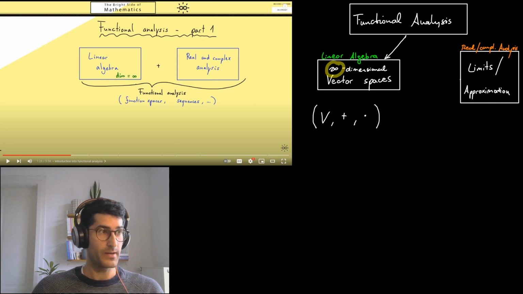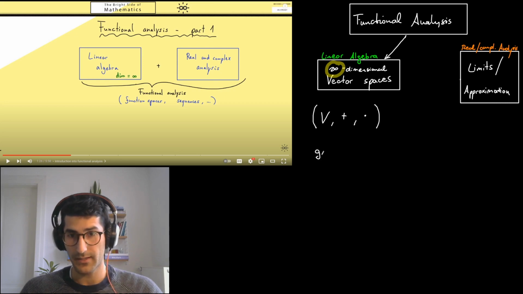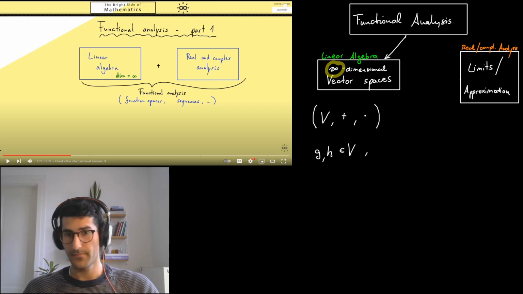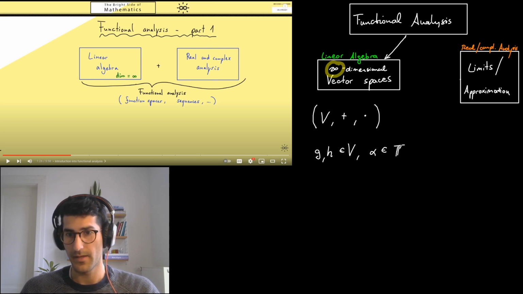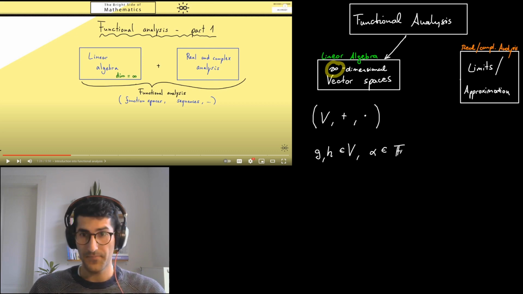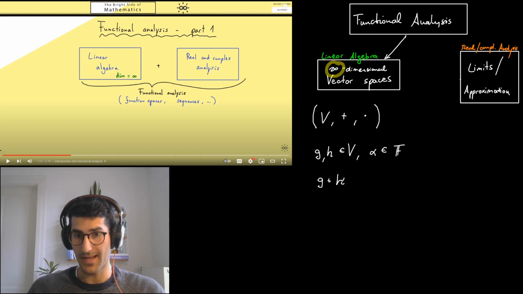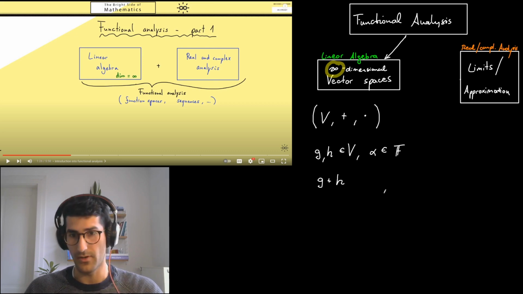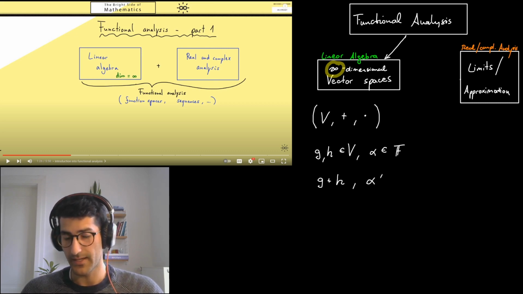What can we do now in the vector space? Given two vectors, let's say g and h from our vector space, and a scalar alpha from our underlying field, so this field F could for example be the real numbers or the complex numbers, we have an algebraic structure that allows us to perform calculations like g plus h. This will give me a new vector. And we can also perform scaling, so we can calculate something like alpha times g.